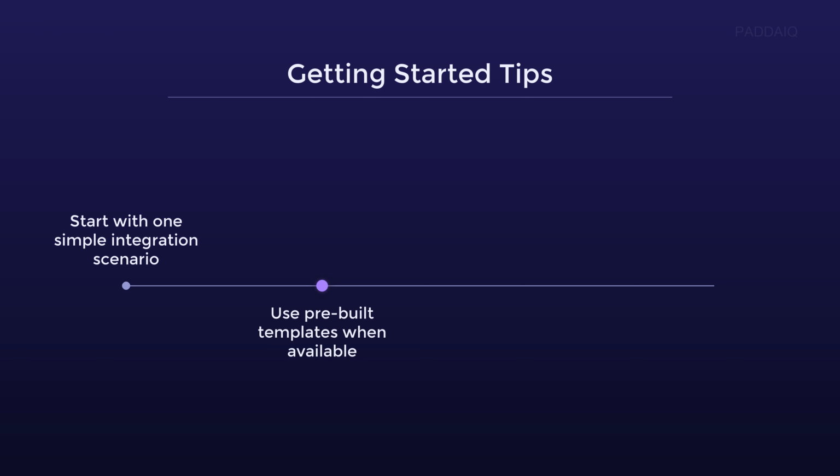Use pre-built templates when available. This means starting with ready-made solutions instead of building everything from scratch. For instance, use the SAP Work Zone template to quickly set up a company portal instead of coding it yourself. This approach saves significant time and effort, allowing you to focus on customization and getting your project live faster.